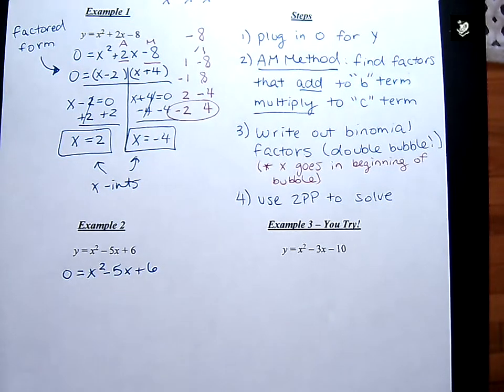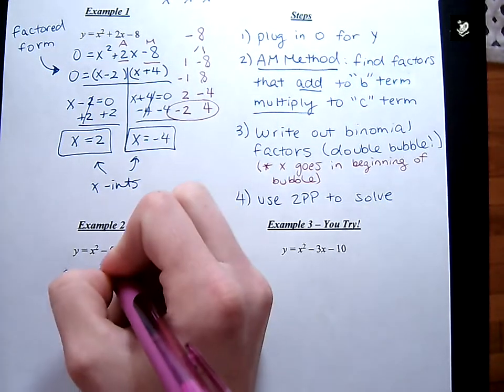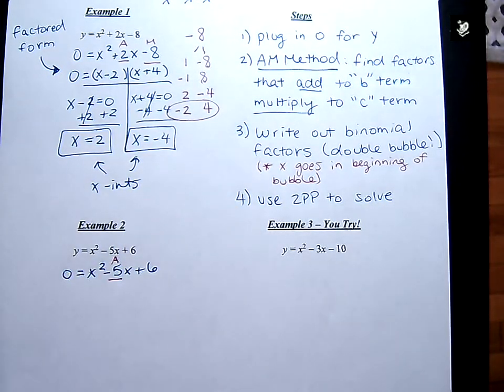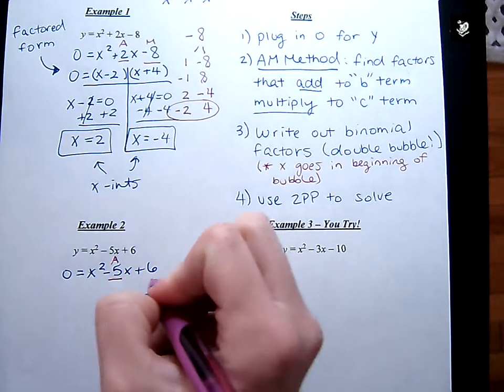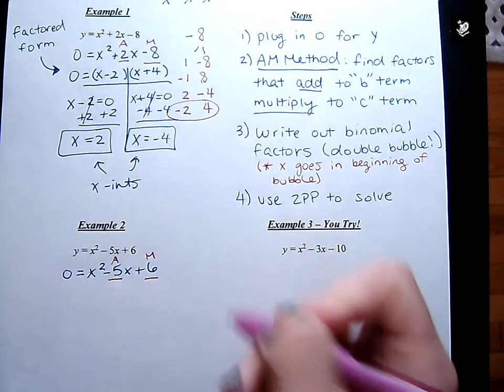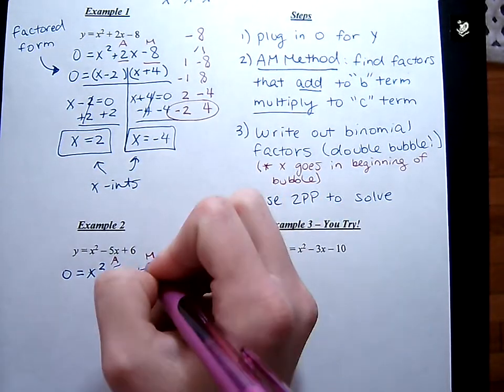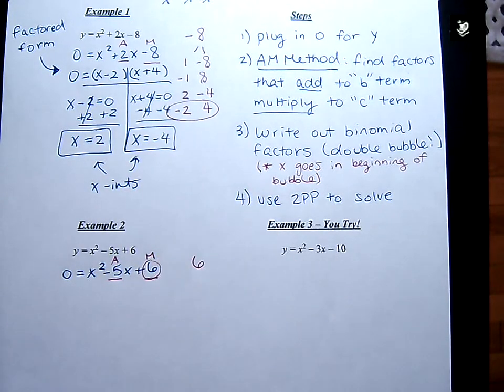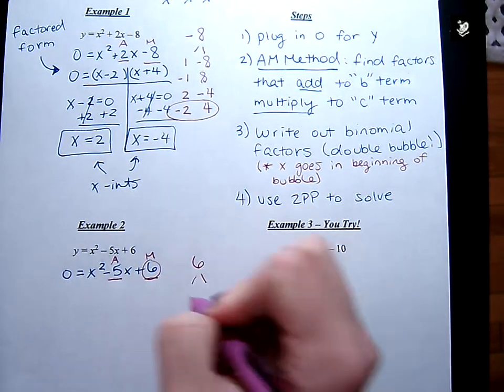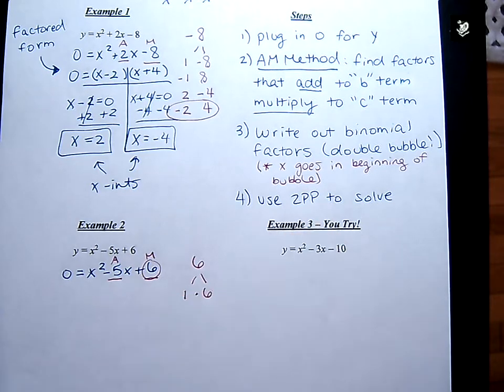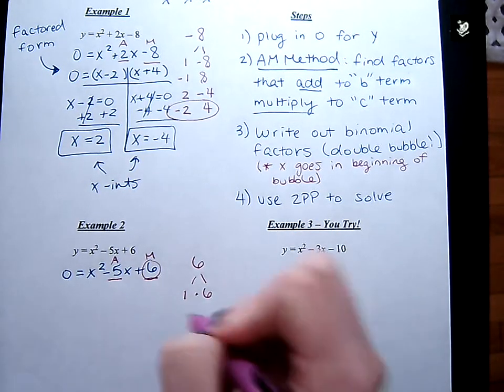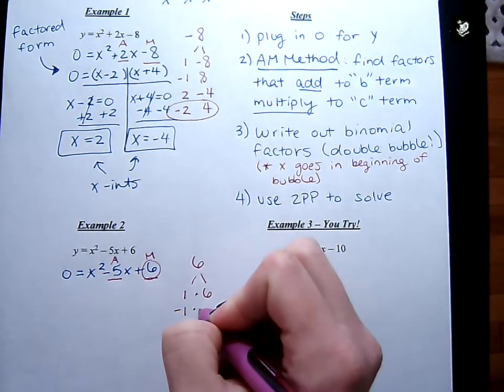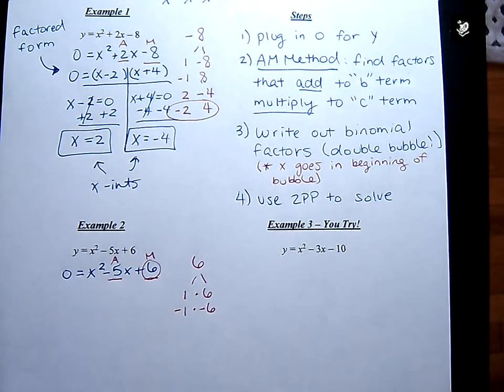Step 2, AM method. Find factors that add to the b term. So I'm going to add to -5 and multiply to the c term. So it has to multiply to 6. So that means I'm going to write out my factors of 6. So let's start with 1 times 6 gives me 6. -1 times -6 gives me 6.